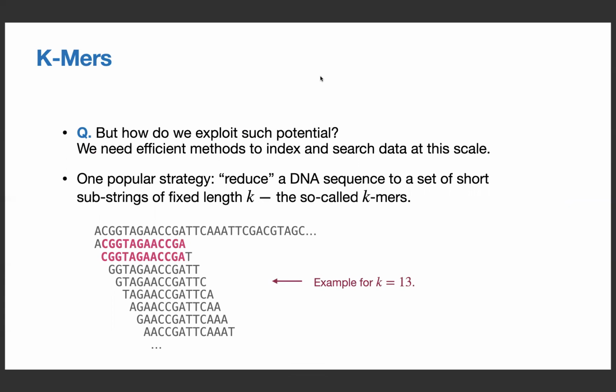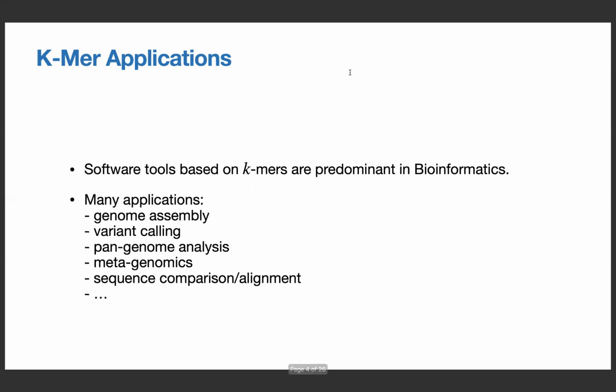One popular strategy to handle such complexity is to reduce a DNA sequence to a set of short substrings of fixed length k, called k-mers. Here you have a simple example for k equal 13. As a result, software tools based on k-mers are predominant in bioinformatics, because k-mers are relevant for many applications, ranging from genome assembly and variant calling to sequence comparison and alignment.